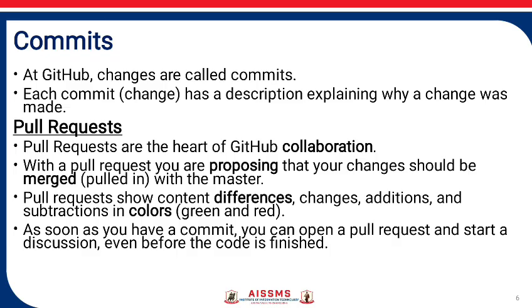Next one is pull request. Pull requests are the heart of GitHub collaboration. A pull request is used to propose that your changes should be merged into the master branch. Pull requests show differences using colors like green and red, allow team members to review code, and enable discussion before merging. You can open a pull request even if the code is not fully completed.